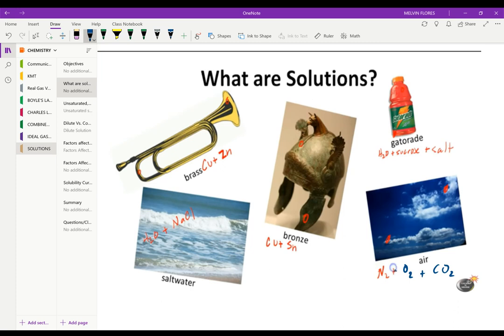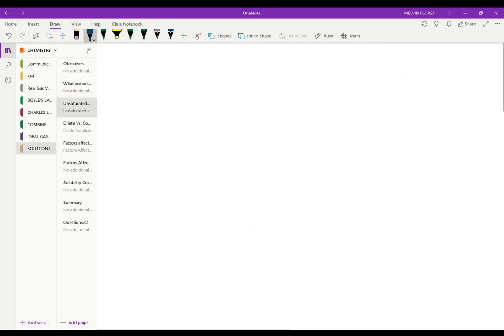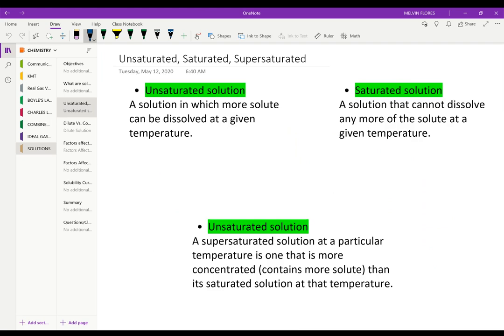Okay, and let's go ahead and talk about the three types of solutions. We call them unsaturated, saturated, and supersaturated solution. This would be a supersaturated solution. In an unsaturated solution, there's more solute that can be dissolved at a given temperature.